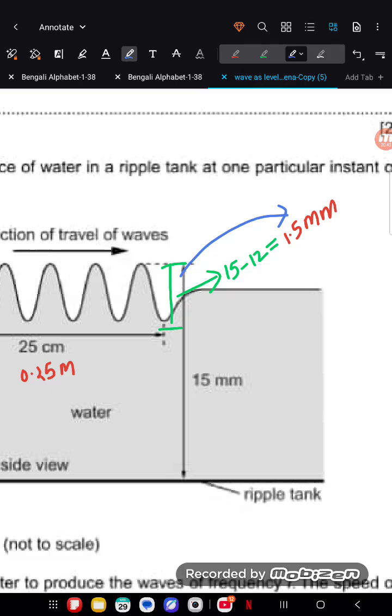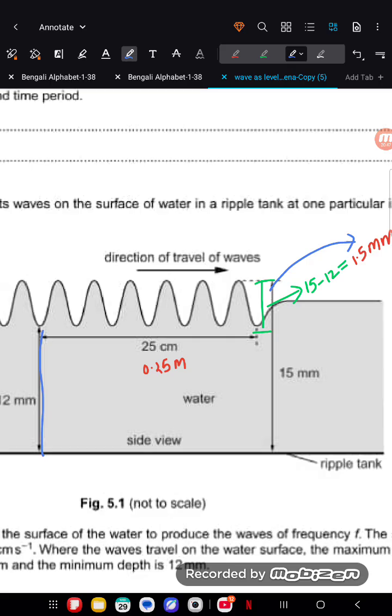1.5 millimeter, I mean 1.5 millimeter. Okay, so they have given you some waves, 1 2 3 4 5 6 waves, and that is 25 centimeter. So very easily you can calculate what is the distance of one wave.